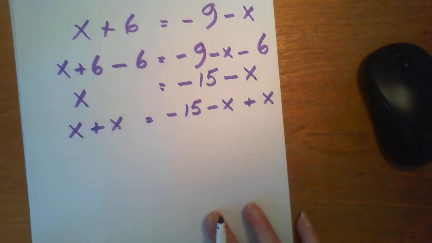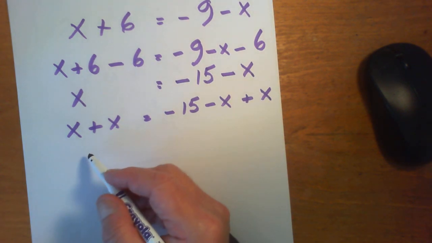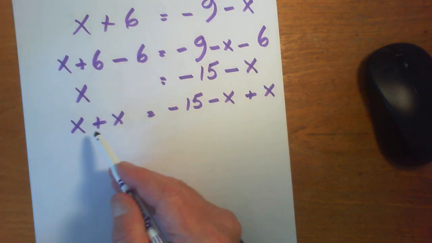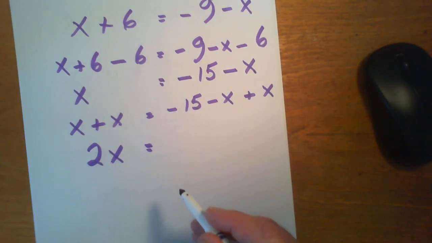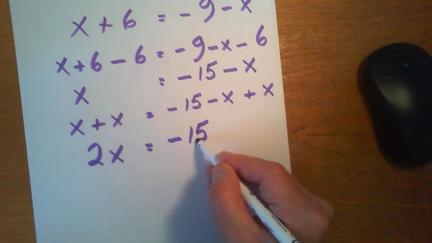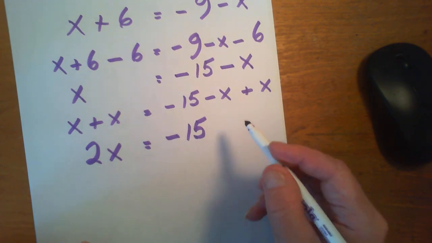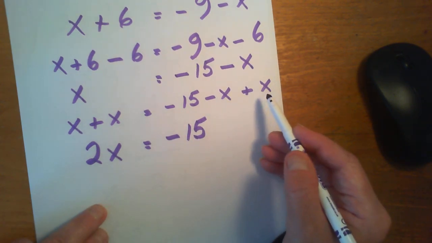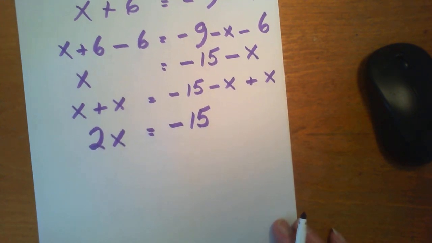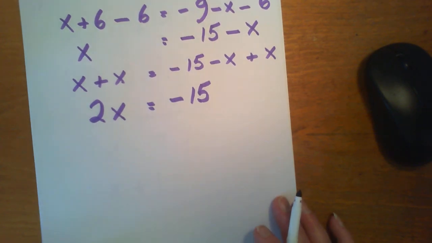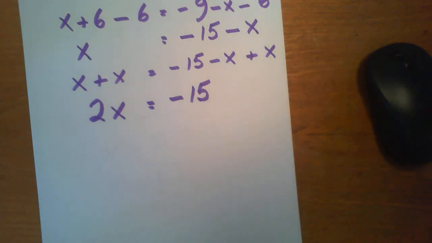Next line, tidy up. So x plus x, remember these are really 1x plus 1x, so that's 2x. Minus 15, that can't be simplified, so that can stay written down again. So we've got minus x plus x, that disappears, that becomes 0. So that's a bit more in the form I would like, x equals such and such, except that I haven't actually got x equals such and such, I've got 2x equals such and such.